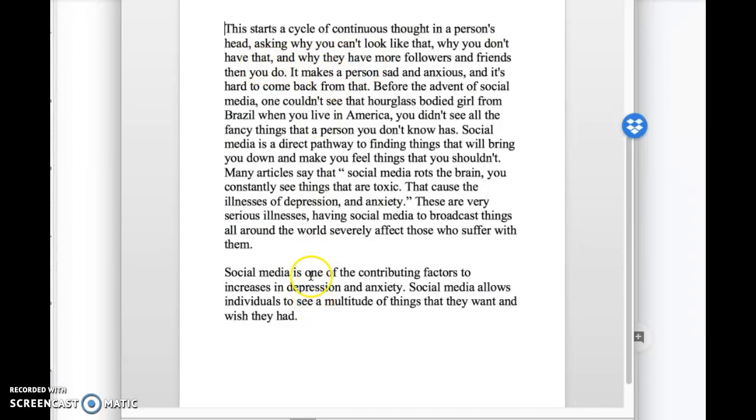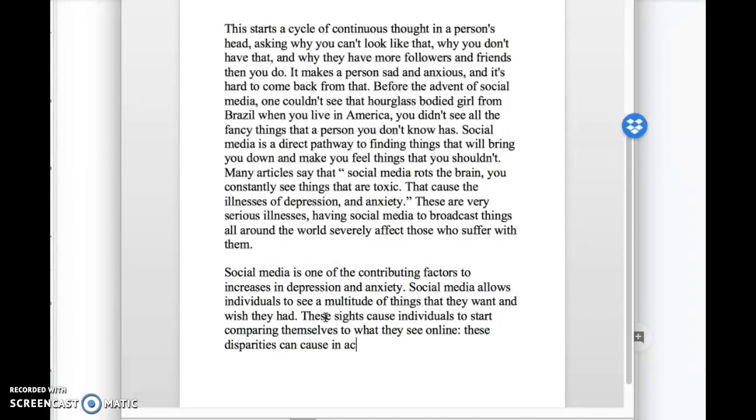Let's see. And this right here is all about comparisons. Right here, if we look at this part of your essay, Samantha, we could say these sites cause individuals to start comparing themselves to what they see online. And then I'm going to put a colon. These, and this is a good word, these disparities or differences can cause an increase in someone being sad or anxious, okay?